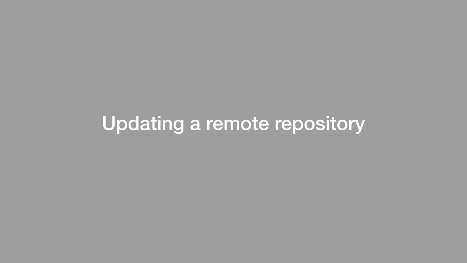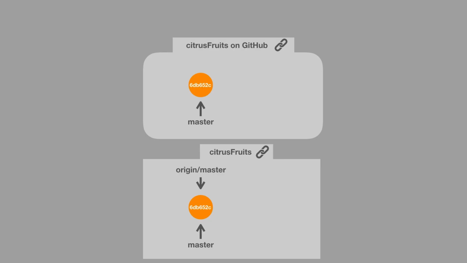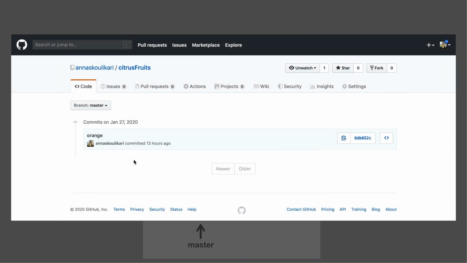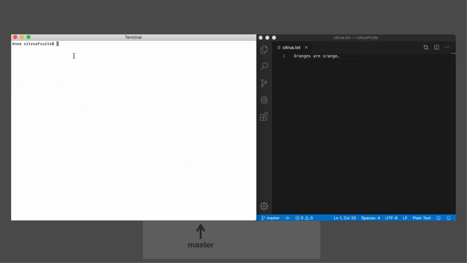In this lesson, we're going to go over how to update a remote repository. So we can see our remote repository and our local repository, and they're both in sync at the moment. Now let's see what happens if we make another commit. So in GitHub, we can see we just have our orange commit. Now let's do a quick git log. We can see that our master branch and our remote tracking branch are both pointing to the orange commit.